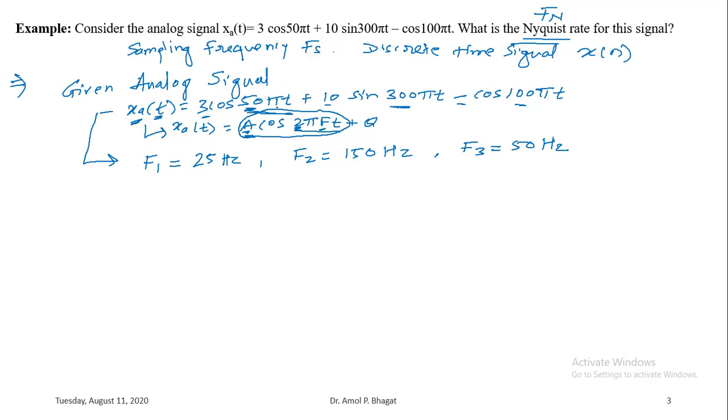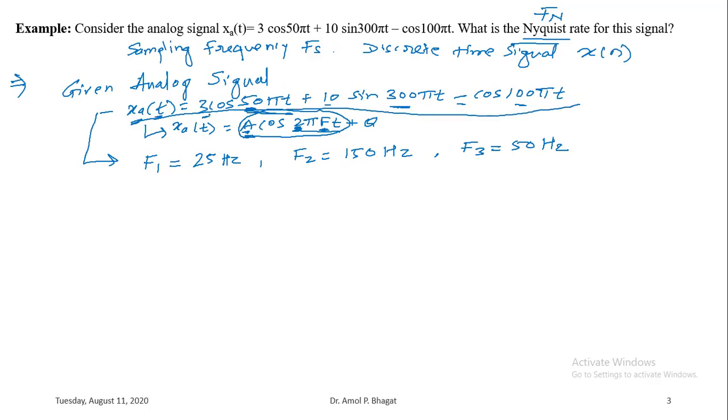So how did we identify it? These frequency components, we identified from the given analog signal, because in place of 2f 50 is there, so that means f is 25, that is 50 divided by 2. In the second term, in place of 2f 300 is there, so f is equal to 300 by 2, so it will be 150 hertz, right? And similarly in place of 2f here 100 is there, so that means capital F is equal to 100 by 2, that will be 50 hertz. So this analog signal contains three frequency components.